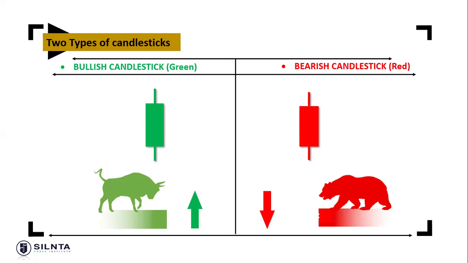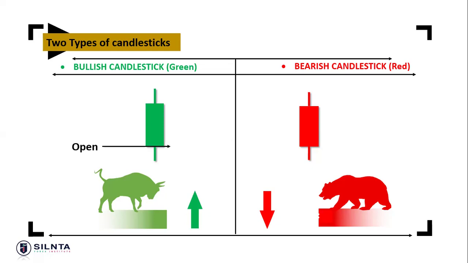It represents sellers. So I say bull represents which ones? Buyers or sellers? Buyers. And bears represent? Sellers. What does red represent? Sellers. What does green represent? Buyers. All right. In some cases, you'll find white and black, where white is used for buyers and black for sellers. But the traditional way is green and red.